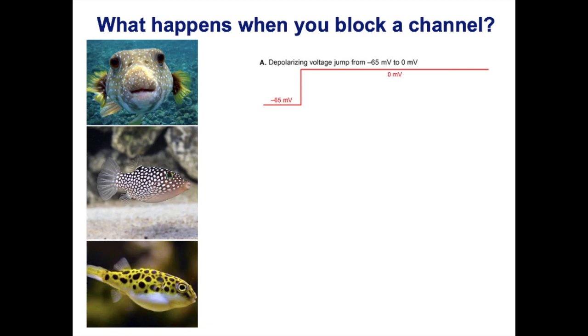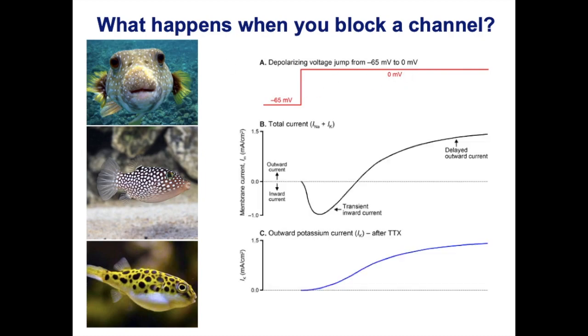So in this experiment, what we're doing is we're depolarizing the membrane from its resting membrane potential of, in this case, minus 65 millivolts to 0 millivolts. Now, when that happens, what you see is an inward current followed by a delayed transient outward current.